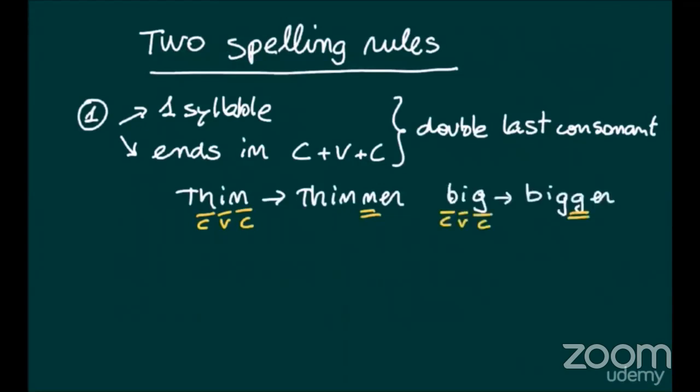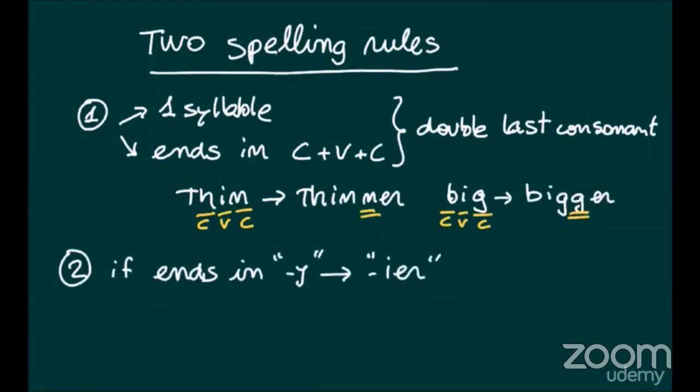Big, bigger than. 2. When the adjective ends in Y, then change Y for IER, like in easy. The comparative is easier than.